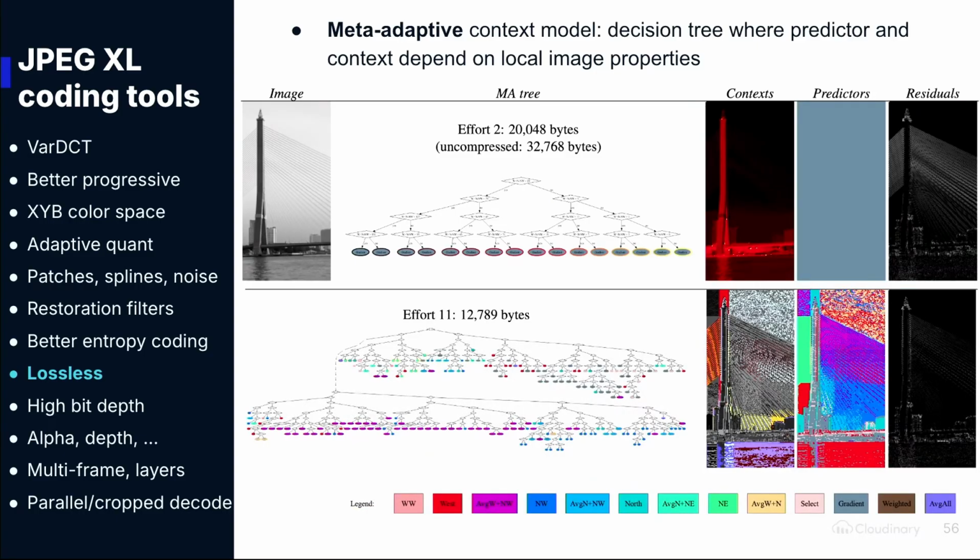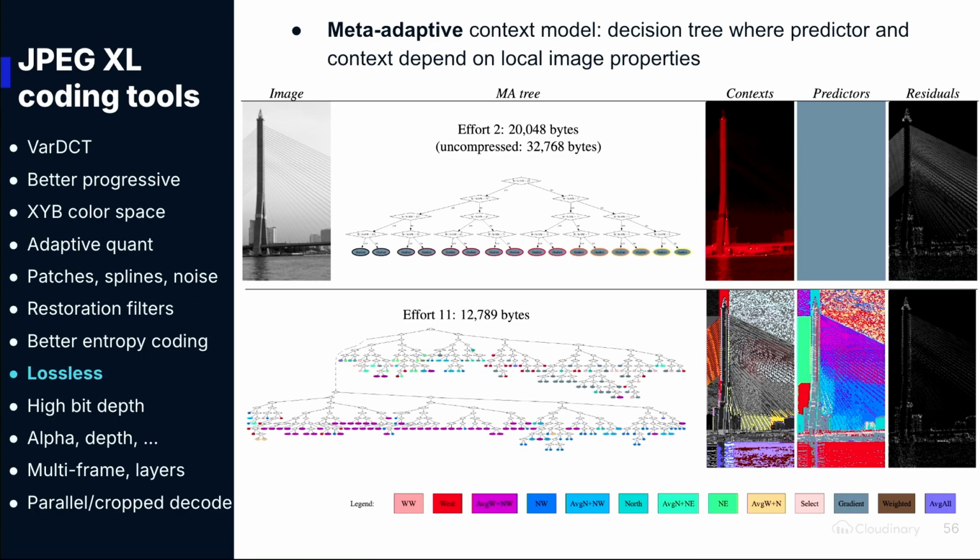We have a meta-adaptive context model that is basically a decision tree, and the encoder can choose how complicated it wants to make this tree. And this is where we get this range of effort that we can spend on encoding, from very quick to very slow. So the top is a very quick way to encode, which is just using a simple fixed tree with the same predictor all over. So you see what the context looks like, and you see the predictor map, which is just the same everywhere. And then you see the residuals that still need to be encoded after prediction.